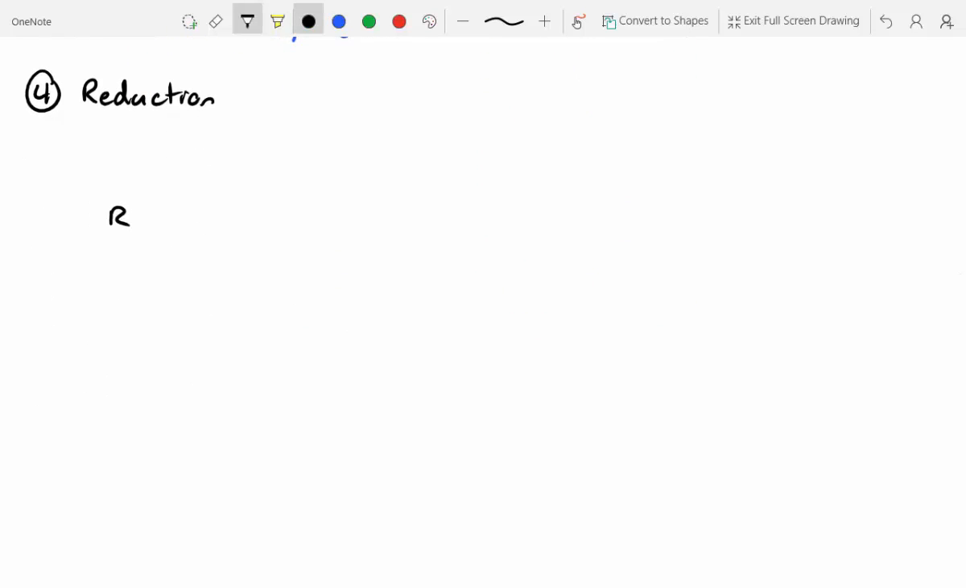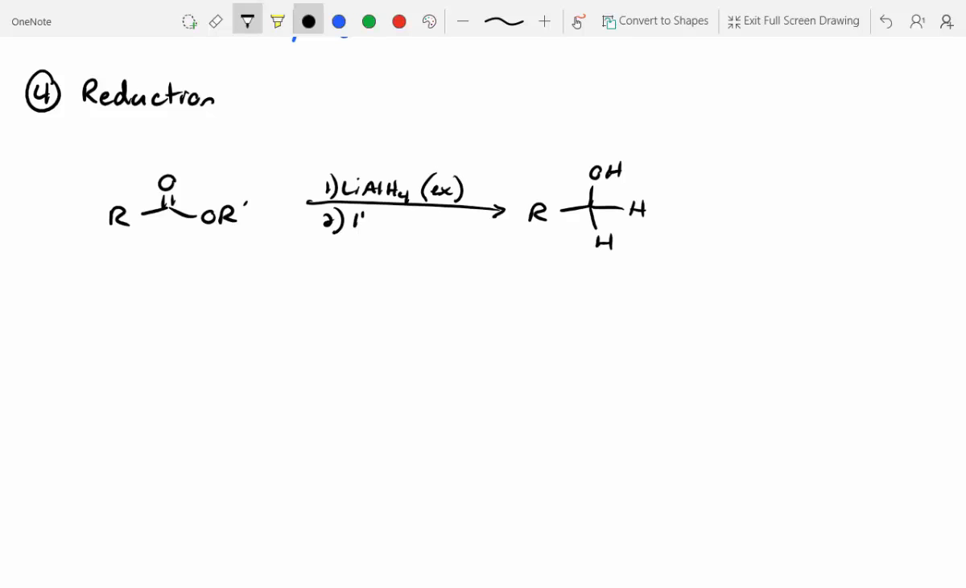So let's say we want to reduce our ester and go to a primary alcohol. What's our most commonly used reagent? What was it? Yeah, LAH, lithium aluminum hydride. We use this in excess followed by water. We've seen this plenty of times already.